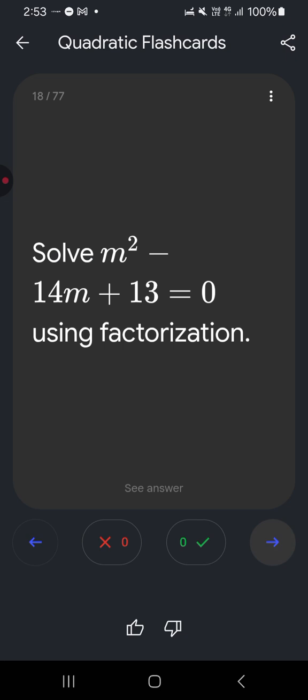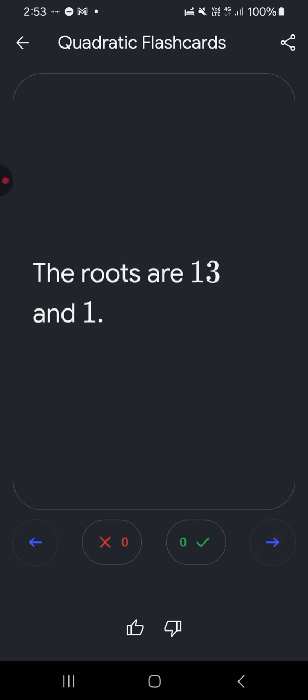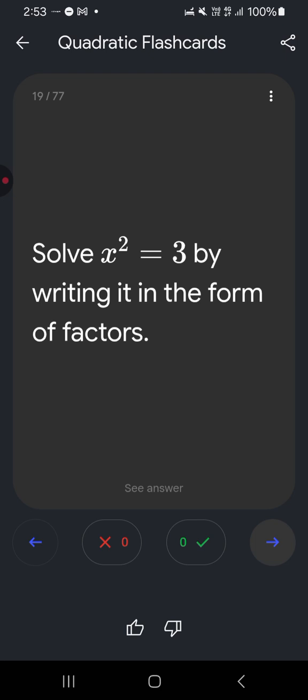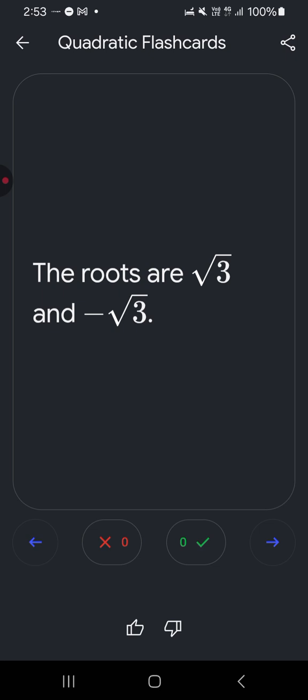Solve m square minus 14m plus 13 is equal to 0 using factorization. The roots are 13 and 1. Solve x square is equal to 3 by writing it in the form of factors. The roots are root 3 and minus root 3.